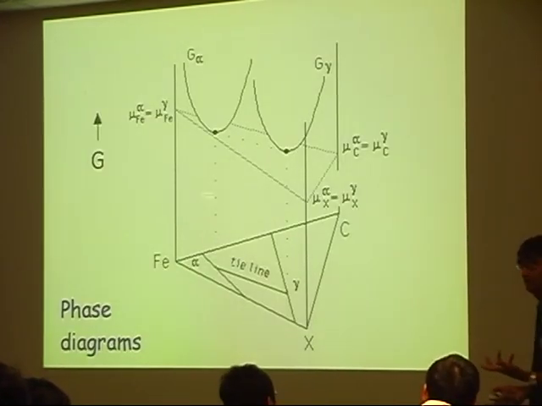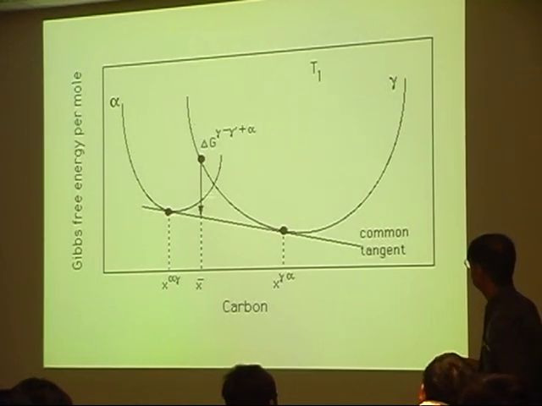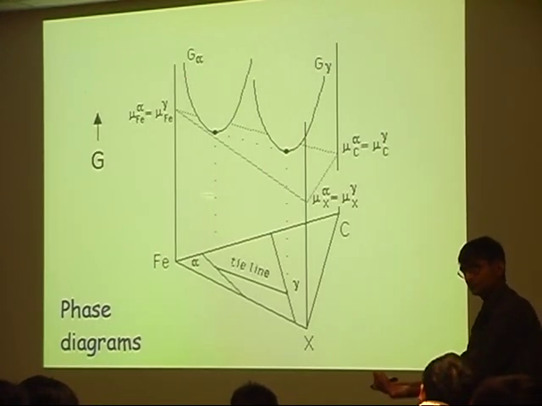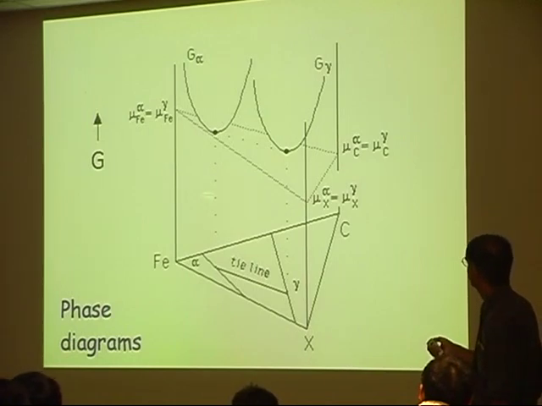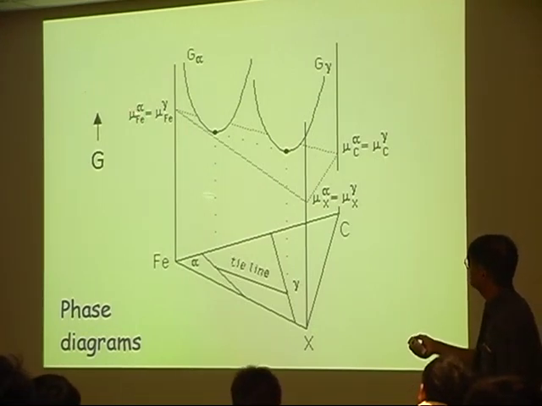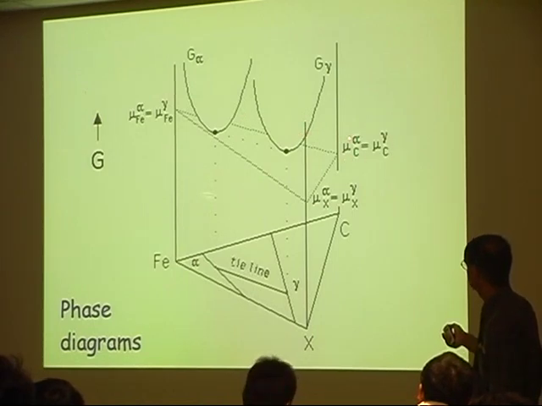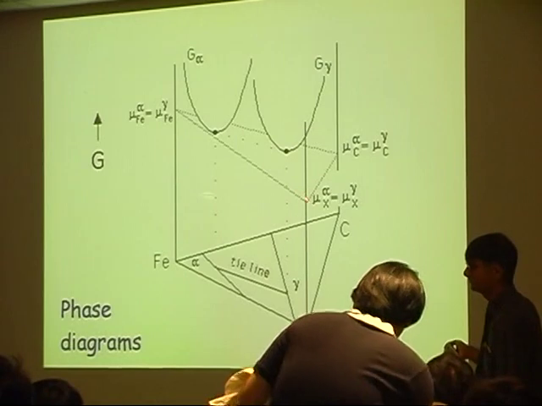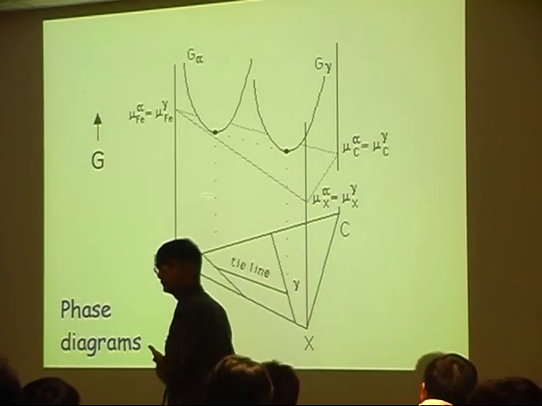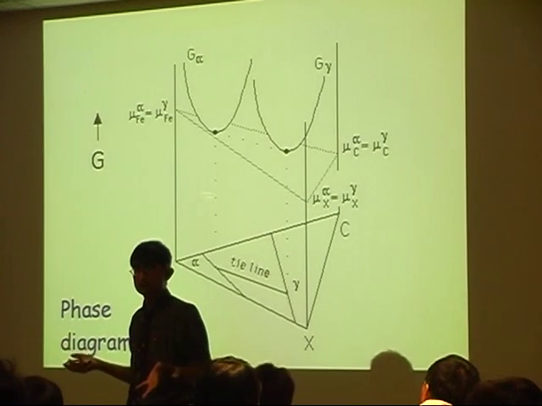Now, if we have three components, then the free energy curves here become free energy surfaces. So this is now a surface in 3 dimensions. And equilibrium is obtained by drawing a tangent plane. And where that tangent plane touches both of the surfaces, okay, that defines the equilibrium composition of gamma and equilibrium composition of alpha. So you can see that the chemical potential of iron is the same in alpha and gamma, chemical potential of carbon is the same in alpha and gamma, and the chemical potential of X is the same in alpha and gamma. So there's nothing different here from the binary case. I can't draw a diagram if I have 4 elements, but the equations are the same.